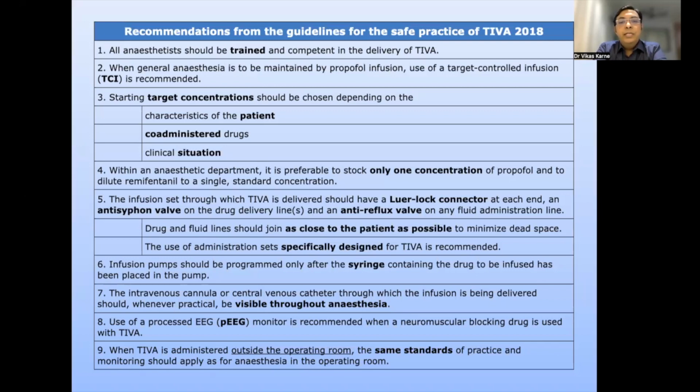Use of processed EEG is a must, especially when we are using neuromuscular blockade, because we may miss lighter planes of anesthesia when the patient is paralyzed. And when TIVA is administered outside the OR, the same standard of practice that we just discussed must be incorporated.